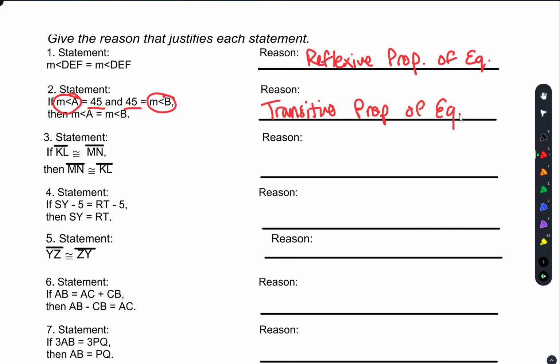Number 3, if KL is congruent to MN, then MN is congruent to KL. What do we think? Casper? Yeah, symmetric. They are flipped. They're mirrored. KL congruent to MN. We flip the order. MN congruent to KL. This is the symmetric property of congruence. Perfect.